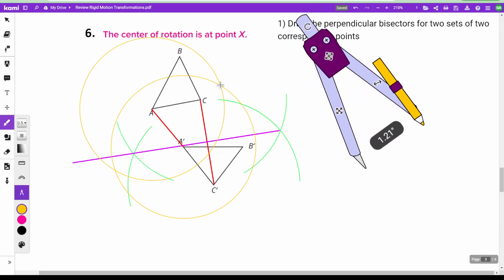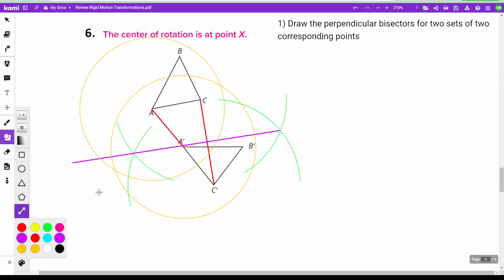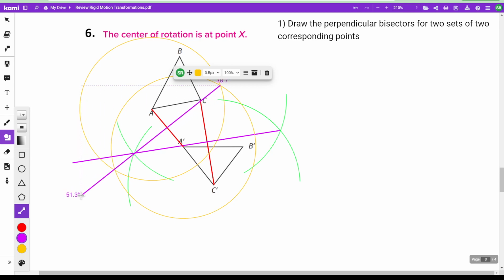Right here, that's where the arcs intersect. I did full circles. I still got the same thing. Okay, so that's fine. You can do that. Just connect those intersections at the end of this. And done, right? We've drawn two perpendicular bisectors for two sets of two corresponding points.